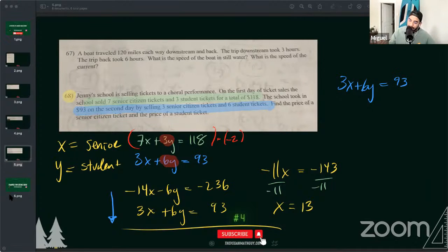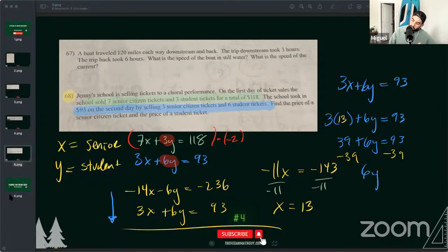This is where I plug in the 13 into my equation. So I have 3 times 13, sorry about that, plus 6y is equal to 93. Let's go ahead and simplify. So we have 39 plus 6y is equal to 93. We can subtract the 39 from both sides, and we get 6y is equal to 93 minus 39, 54. Nice. And now all we need to do is divide both sides by 6, and we get that y is equal to 9.